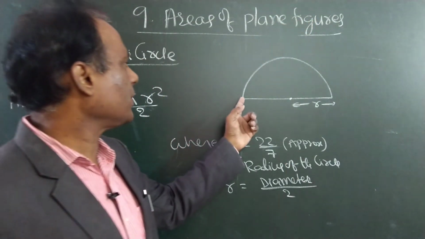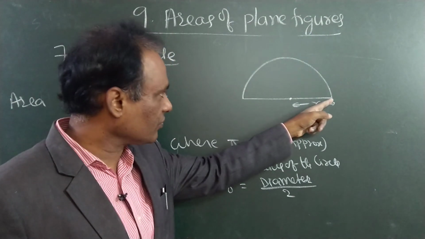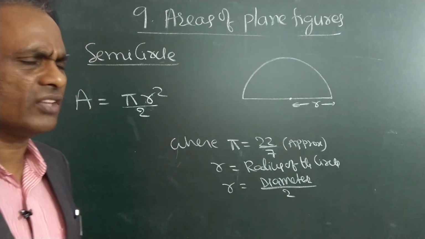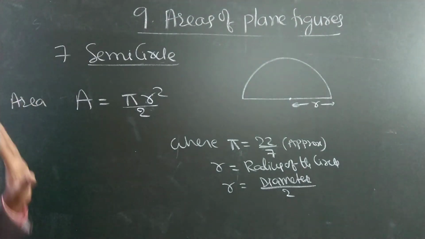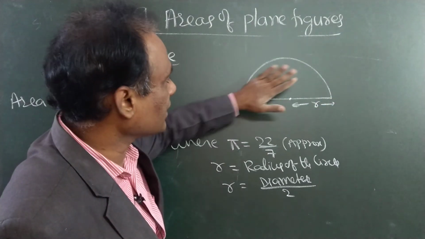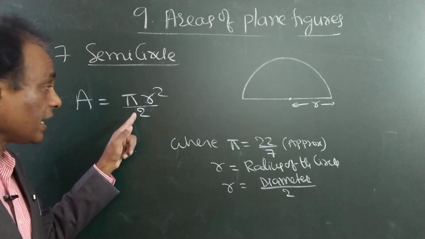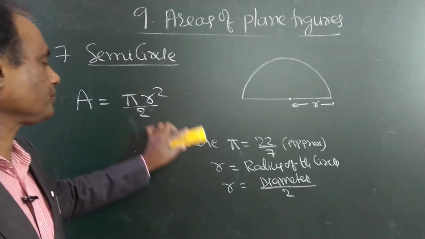Perimeter we don't get. Perimeter means we have to add this, which is half of 2 pi r, and we have to add this side also. That is not there here. Only area of semicircle, half circle. If it is only half of the circle, that is a semicircle. So area of the semicircle is pi r square by 2. Write this formula.